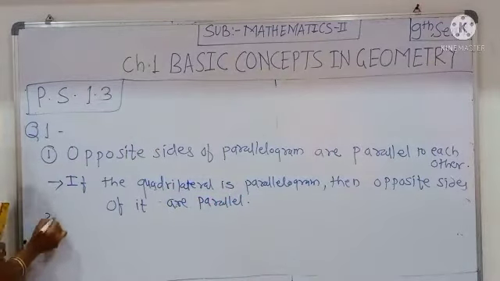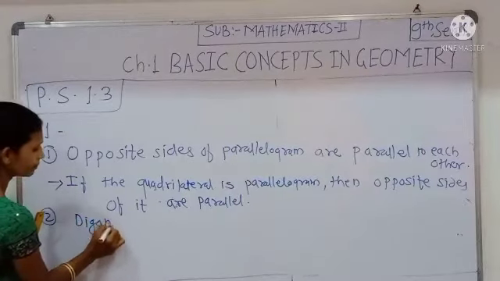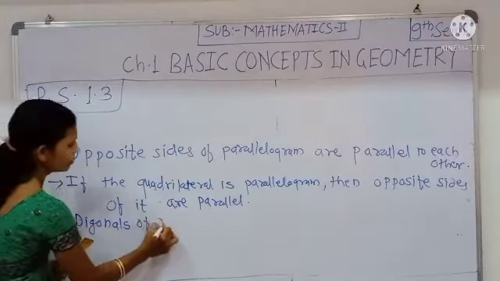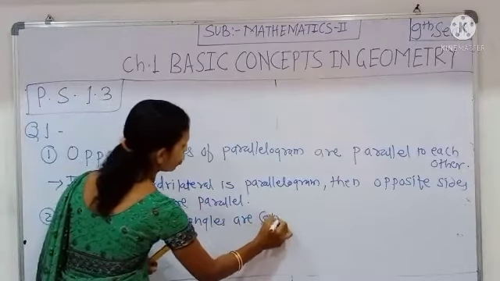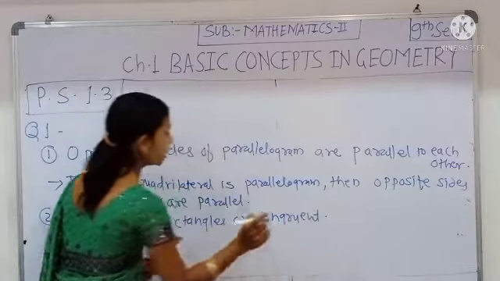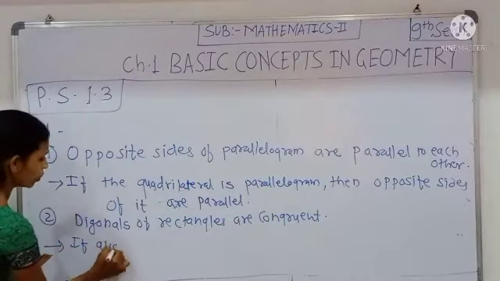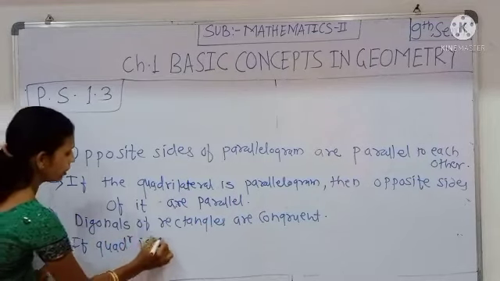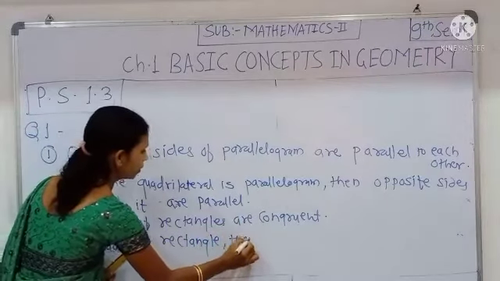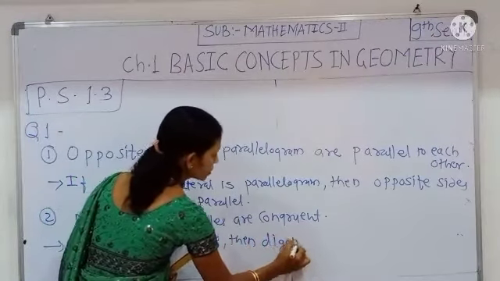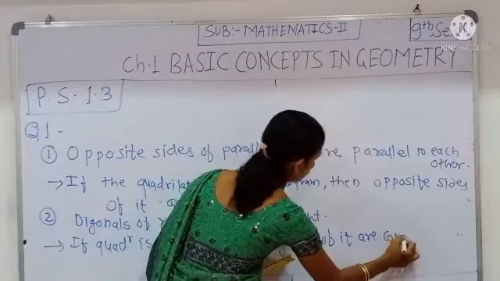Then one more statement is given here: diagonals of a rectangle are congruent. When using if and then, this statement becomes: if a quadrilateral is a rectangle, then diagonals of it are congruent.